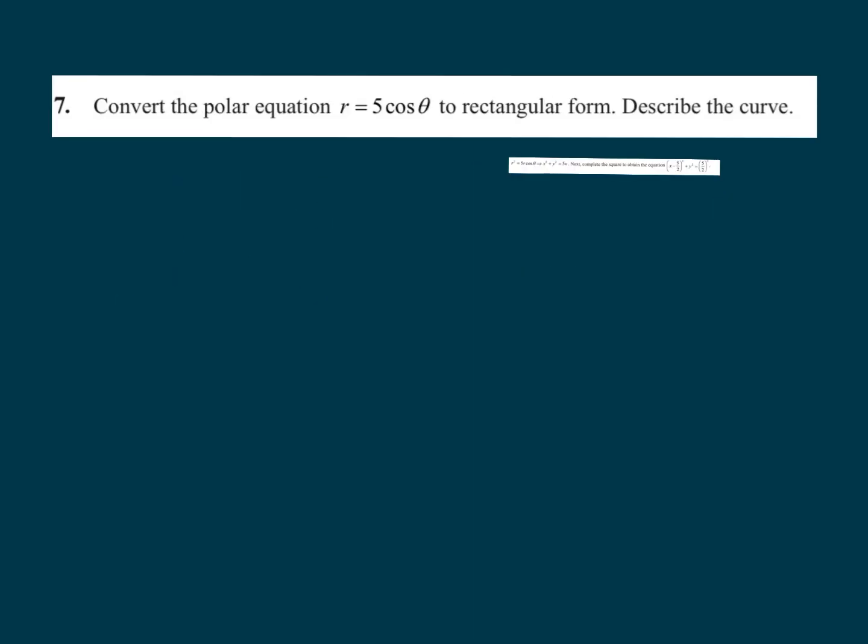Now we do problem 7, which says convert from a polar equation into a rectangular equation, into a Cartesian equation. So it's the inverse of the problem that we were doing in the two previous problems. So we have r of theta equal to 5 cosine of theta, and we want to know what this equation will be in Cartesian coordinates, rectangular form.